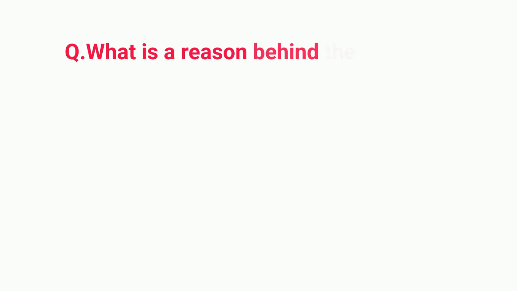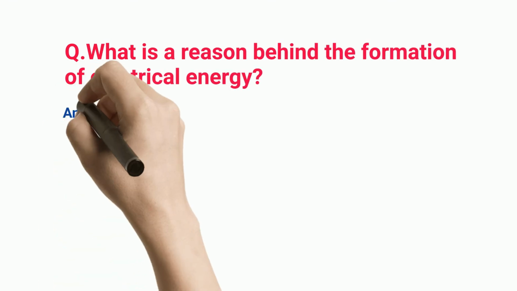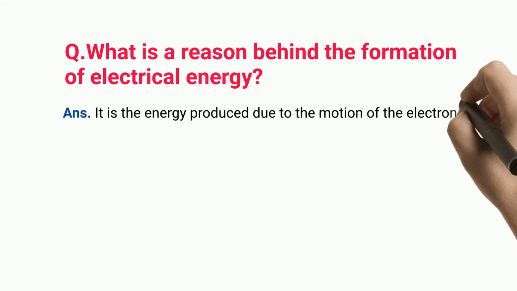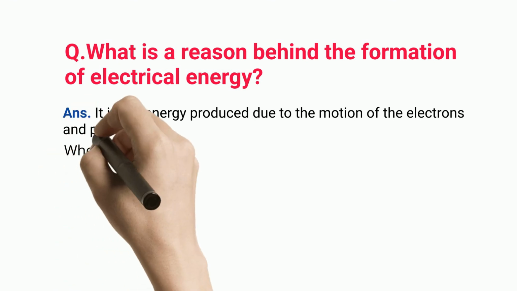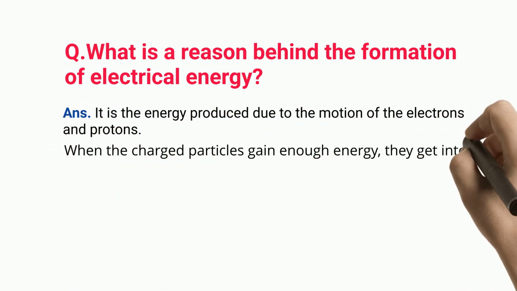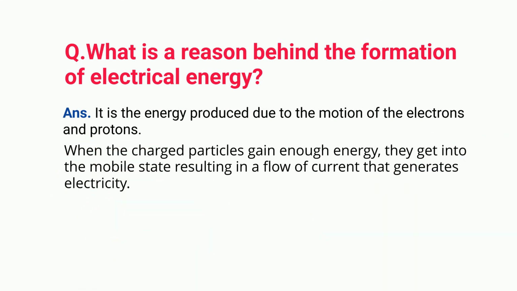What is the reason behind the formation of electrical energy? It is the energy produced due to the motion of the electrons and protons. When the charged particles gain enough energy, they get into the mobile state, resulting in a flow of current that generates electricity.